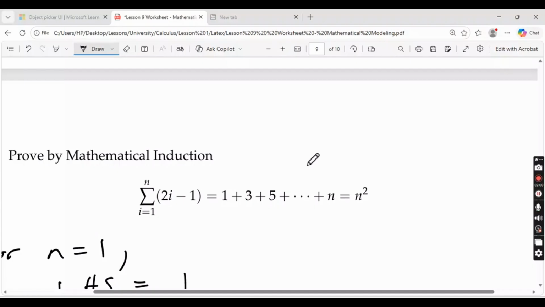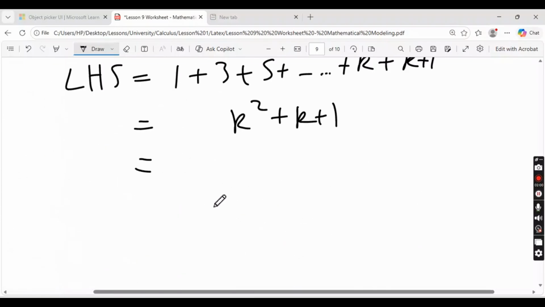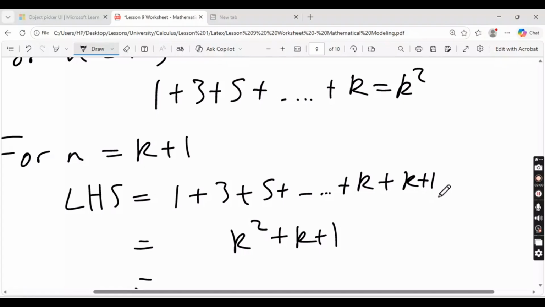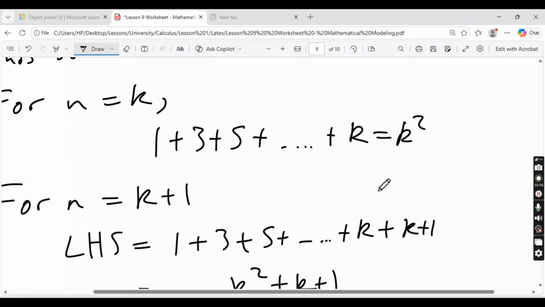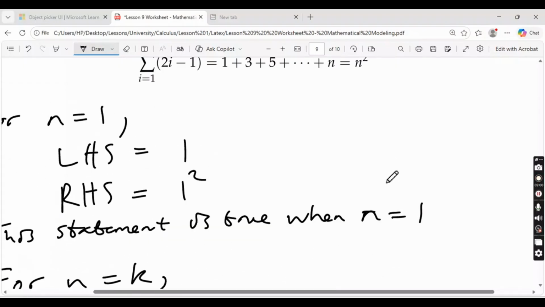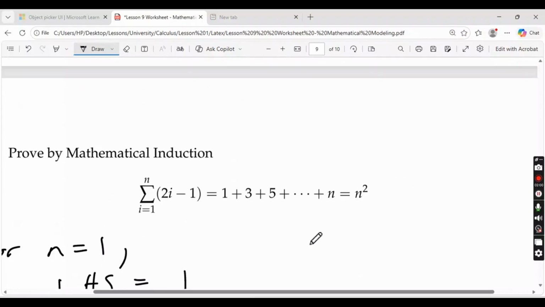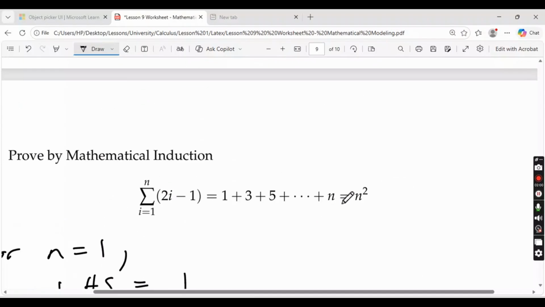K plus K plus 1. Okay. Let's do this, right? We wrote this, which is equal to k squared, right? But for the k plus 1 term, right?